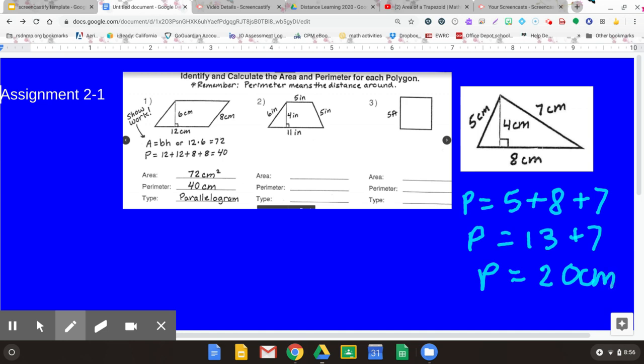Okay, if you're having trouble with any of these, you can just do a really quick Google search for area of a trapezoid or area of a triangle, and there's lots and lots of easy videos for you to follow. Just watch a really short one, maybe 1.5 minutes or 2 minutes, and you should be able to do any of these.